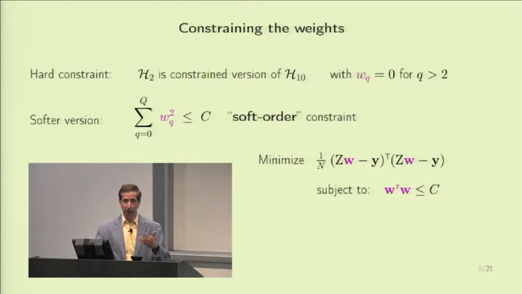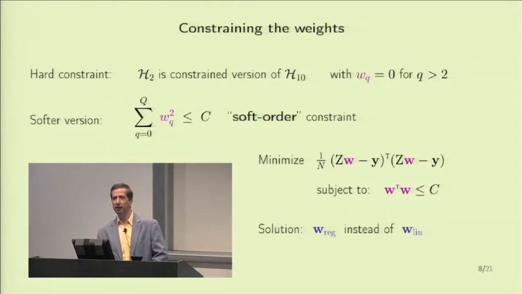Now, when you solve it, however you do that, we are going to call the solution WREG for regularization instead of WLIN for linear regression. And the question is, what happens when you put that constraint? What happens to the old solution, which is WLIN, given WREG? Which one generalizes better? What is the form for each, etc.?